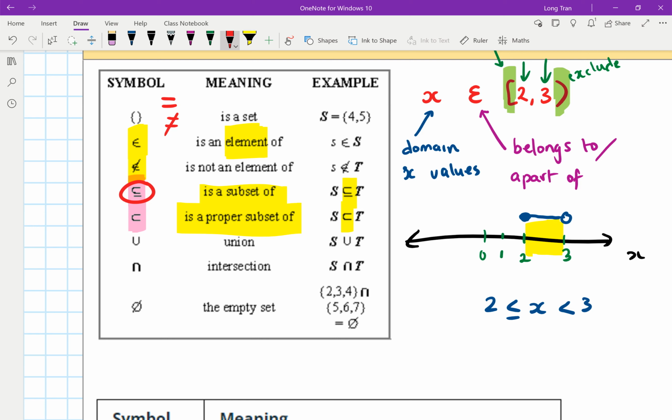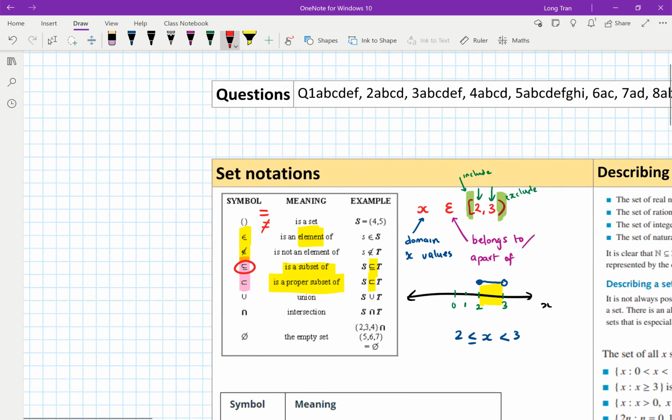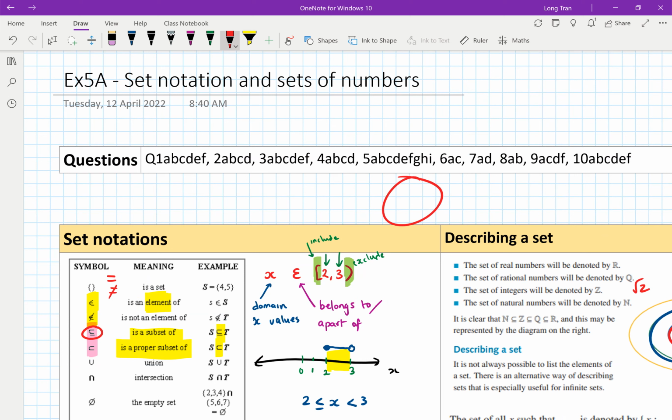Okay, so how would I illustrate this? So S is a subset of T, so it's a part of T, but it's not completely engulfed by T. Does that make sense? So you show it like a Venn diagram. Yeah. Like so like that. That's like a subset, okay.